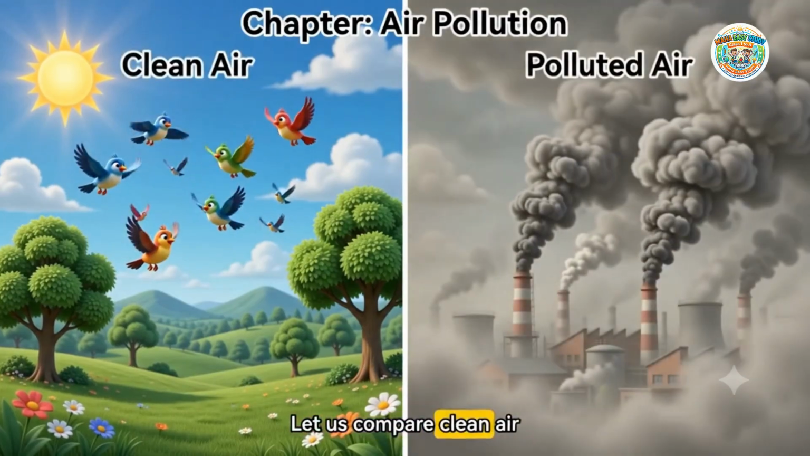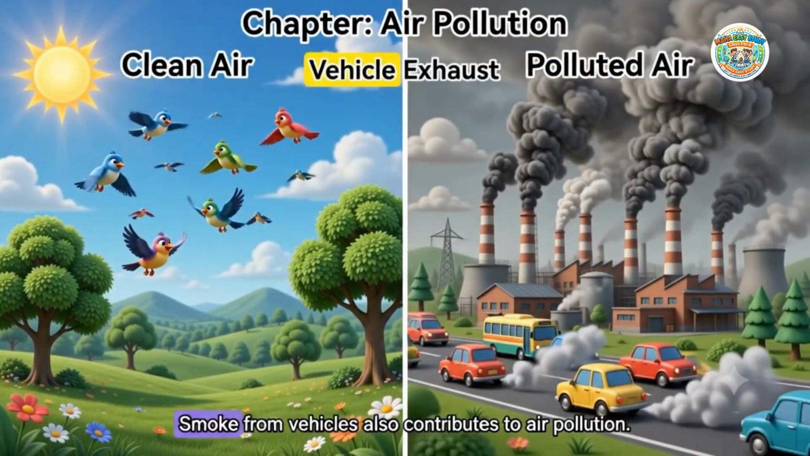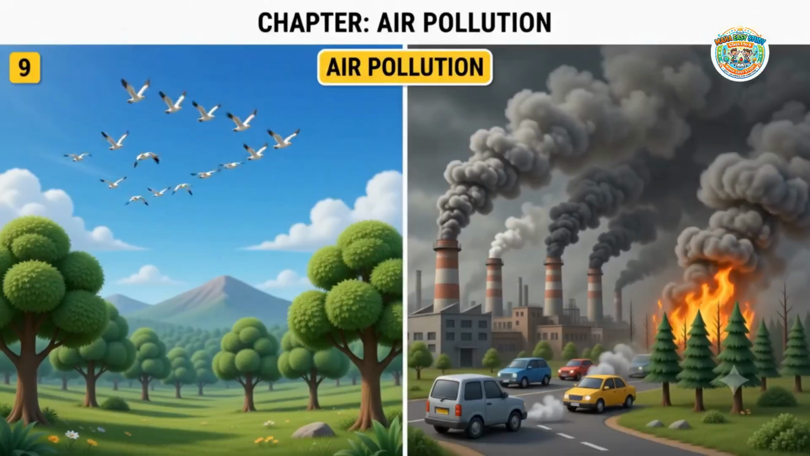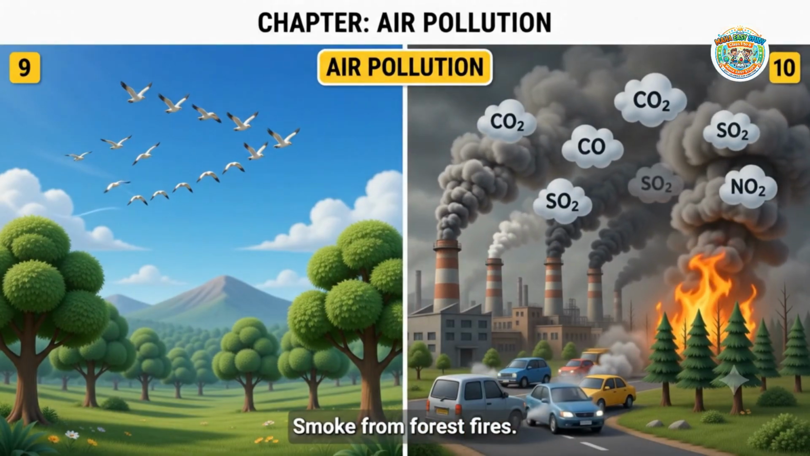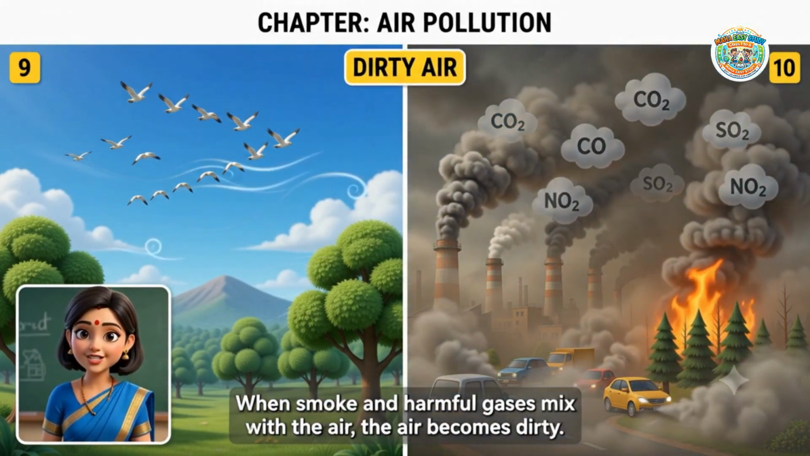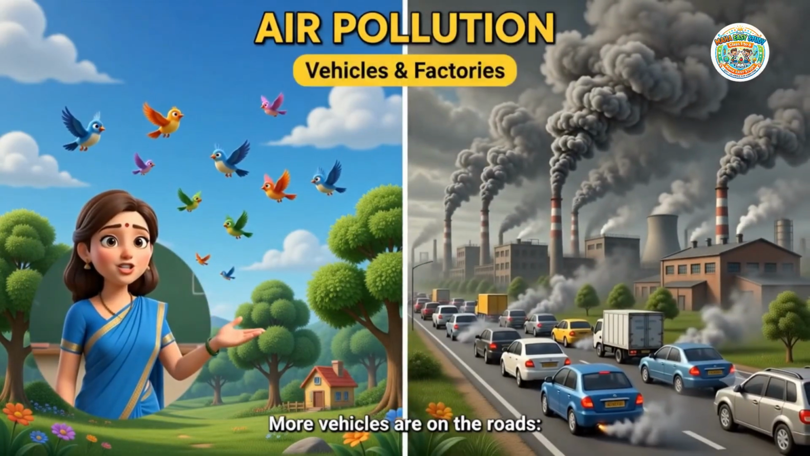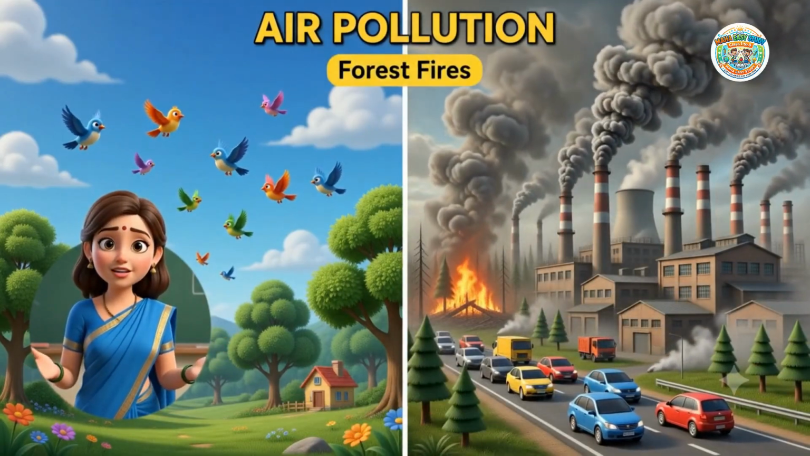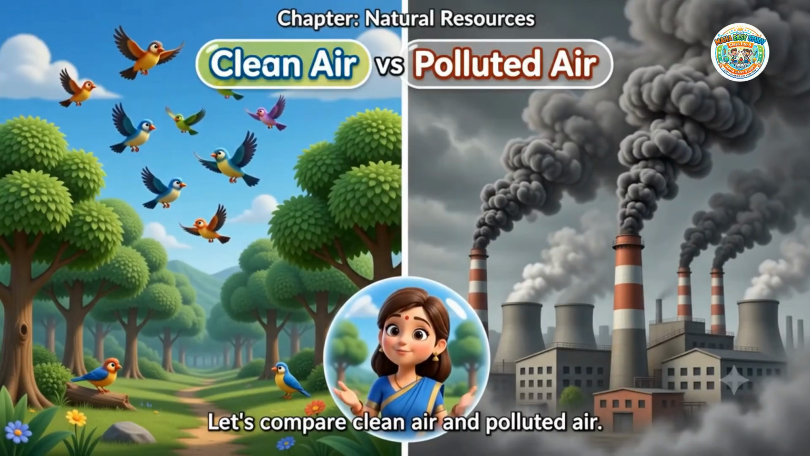Let us compare clean air and polluted air. Factories release large amounts of harmful smoke. Smoke from vehicles also contributes to air pollution. Smoke from forest fires. All these release harmful smoke into the air. When smoke and harmful gases mix with the air, it becomes dirty. This is called air pollution. Air pollution is increasing because more vehicles are on the roads and more factories are running.